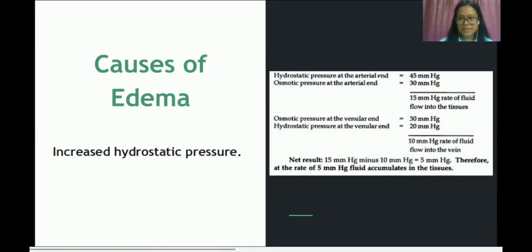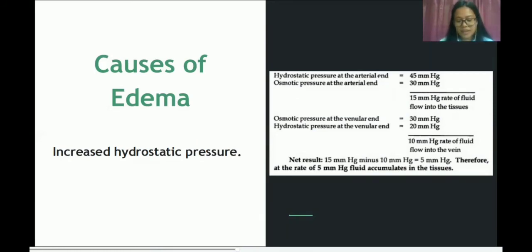So we have here this illustration. The increased hydrostatic pressure is usually a result of impaired venous return. Though not too common in animals, it is usually common in humans. As we remember from the latter part of the discussion, the normal flow of fluid into the tissues is at 15 mmHg and vice versa.